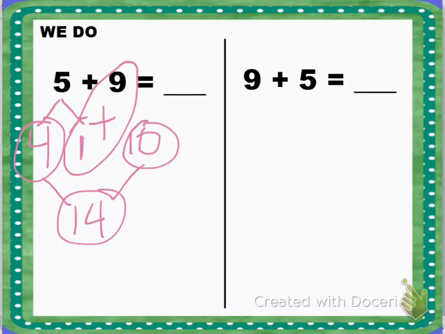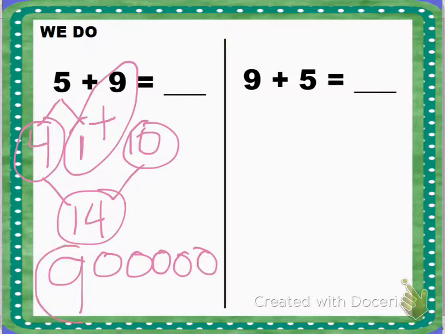We could also draw a picture to show this. Now remember, we do a short picture now. Since we've been doing pictures for a little while, we're going to do a short 5-group drawing, which means that the bigger number, we're going to just write, and then we're going to draw the smaller number, which is 5.